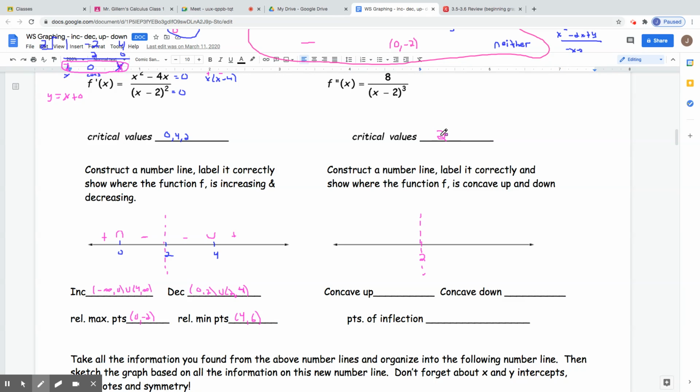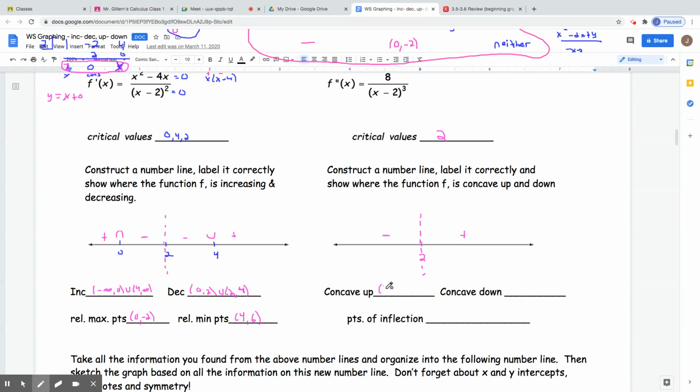All right, so for the second derivative, the only critical value I get is 2, because the top 8 is never going to be equal to 0. So 2 makes the bottom equal to 0, but remember that is an asymptote. So I plug anything to the left, like 1. 1 minus 2 is a negative number. A negative number cubed is still a negative number. Anything bigger is a positive.